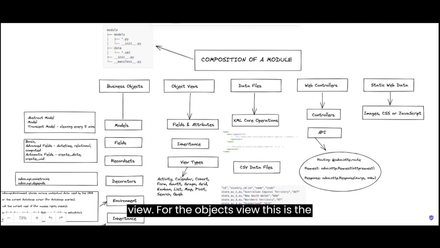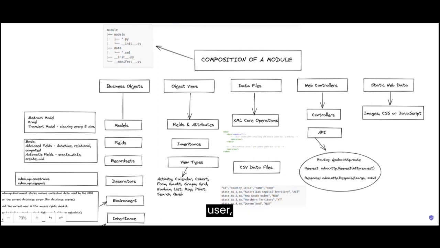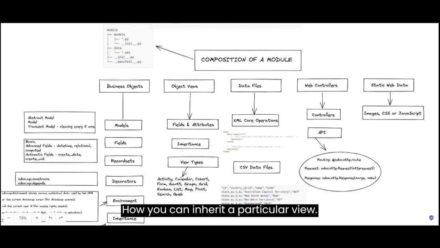We have the object view. For the object view, this is the presentation tier. We understand how fields are being used, are being displayed to the user, how you can apply attributes or widgets on these fields. We are going to explore inheritance, how you can inherit a particular view, how you can override a particular view or fields or button in a view.